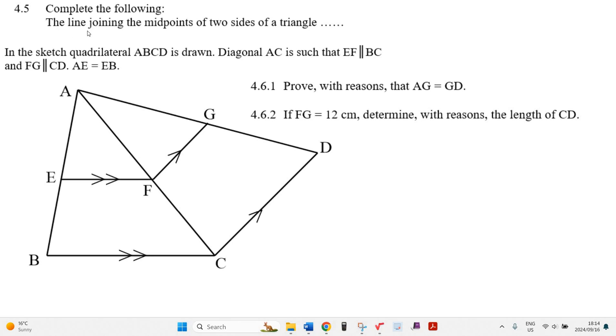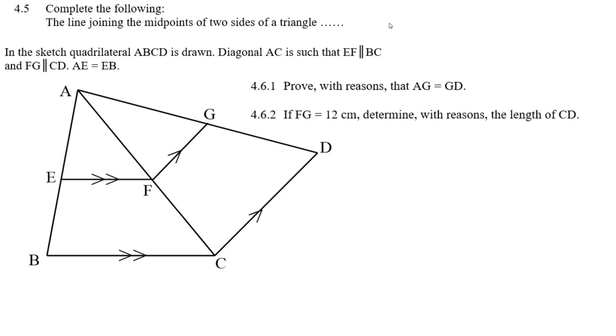Complete the following. It says the line joining the midpoints of two sides of a triangle must be parallel to the third side. And something else happens too. That third side is twice as long as the shorter side. Anyways, yeah. Let's take a look at this.